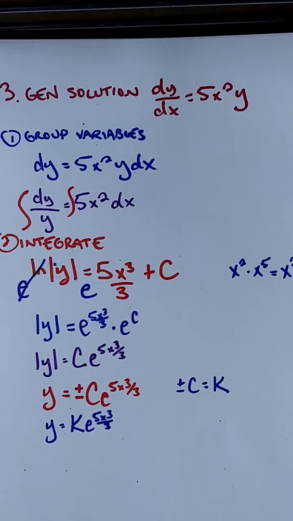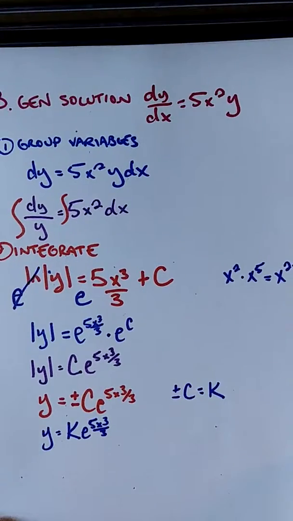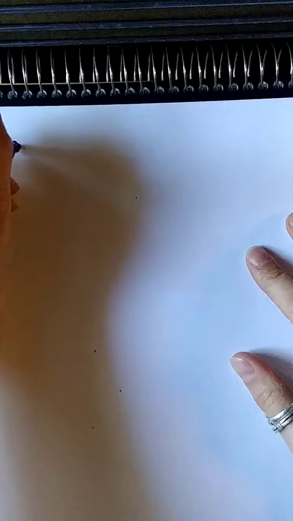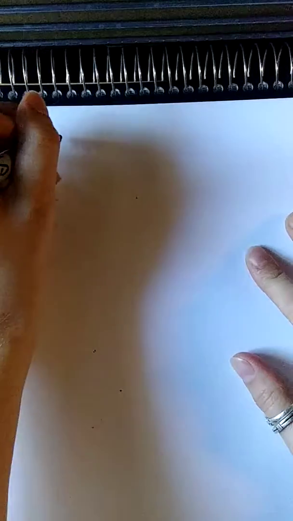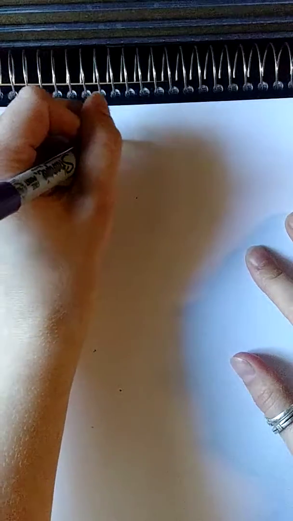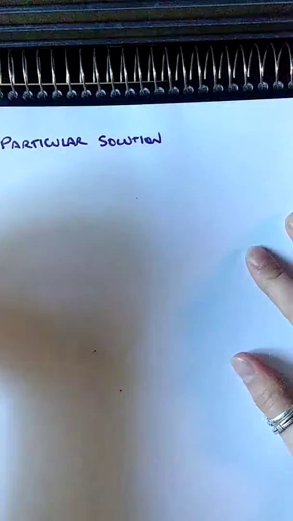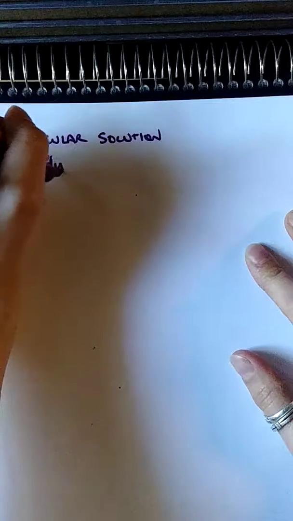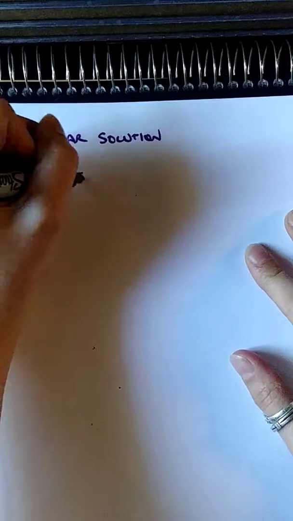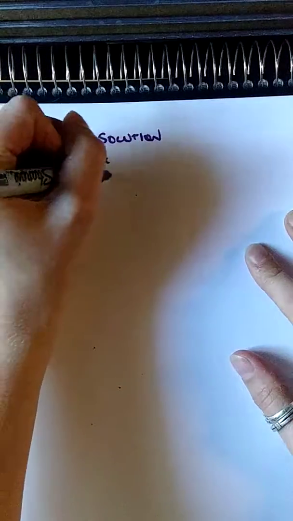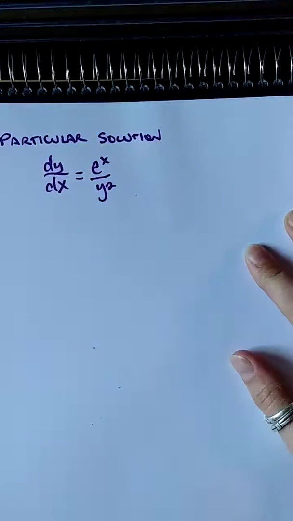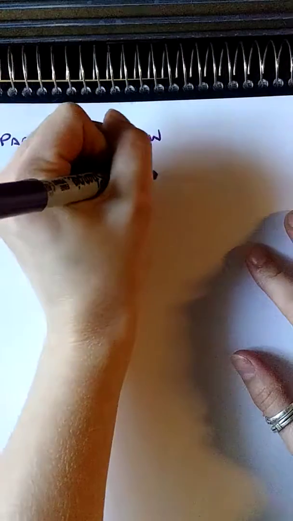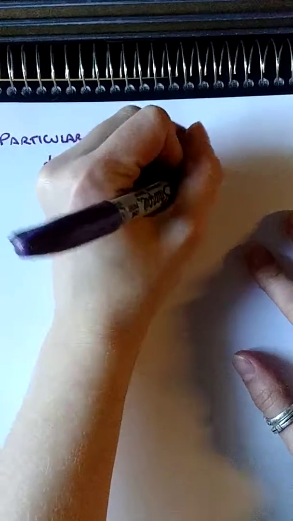We are going to move on to question 4 from the same worksheet. So let's have a look here. In question 4, it's asked us to find the particular solution this time. And this equation is dy/dx equals e to the x over y squared. And it's given us the initial condition y of 0 equals 1.